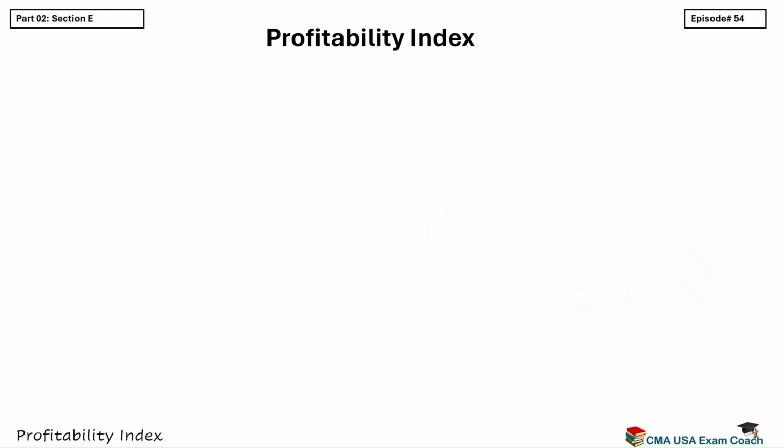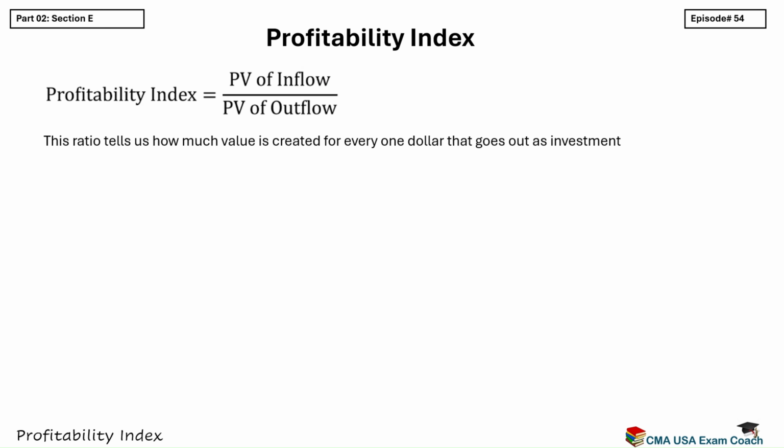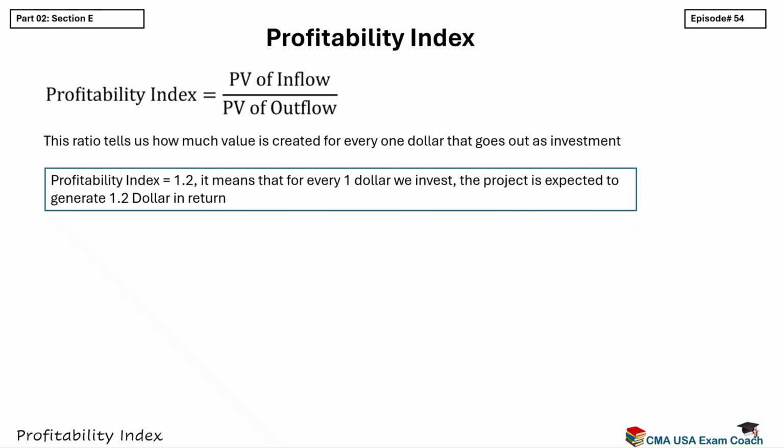Now let us understand Profitability Index. Profitability Index is calculated using a simple formula. It is the present value of cash inflows divided by the present value of cash outflows. In other words, it compares the benefits we are expecting from a project with the cost we need to invest. This ratio tells us how much value is created for every $1 that goes out as investment. For example, if the profitability index is 1.2, it means that for every $1 we invest, the project is expected to generate $1.20 in return.